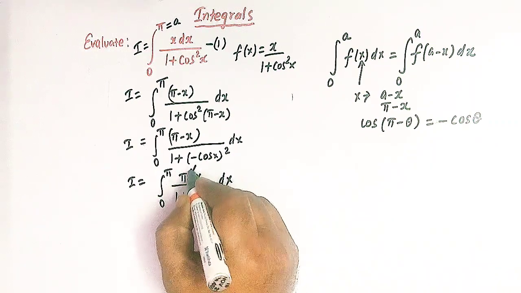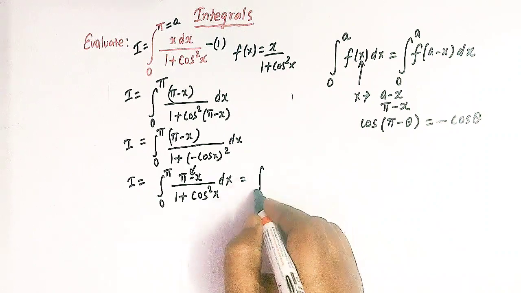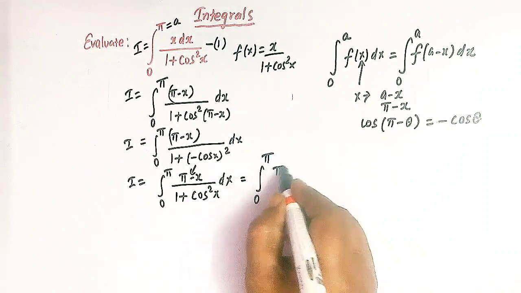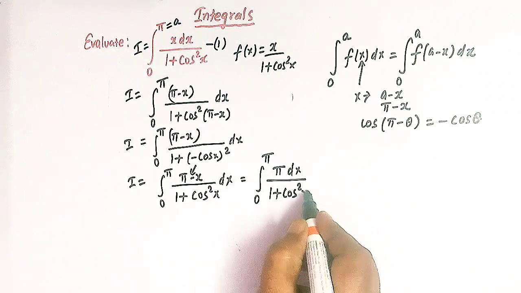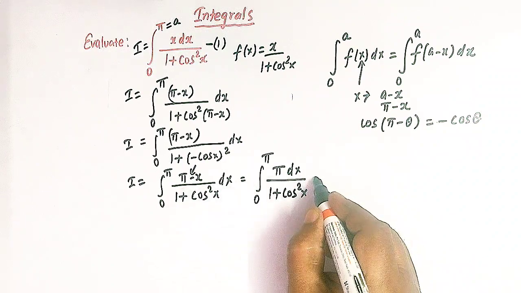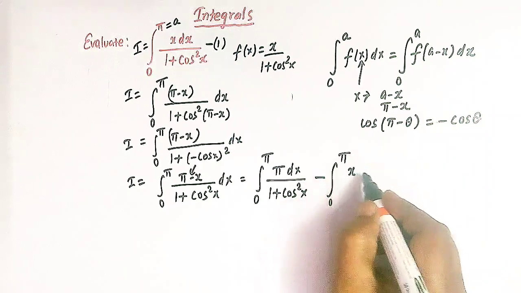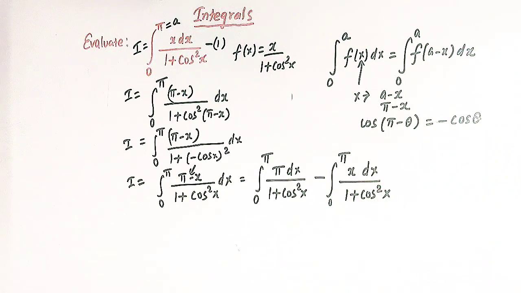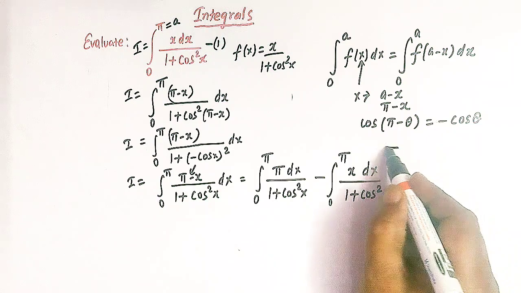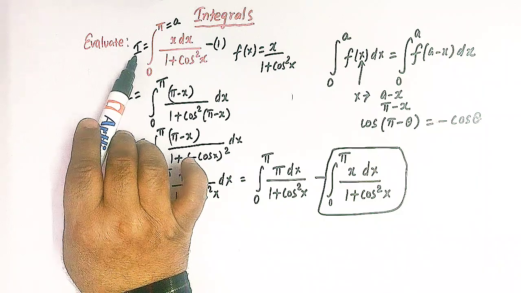So let us split this integral at this point, that is the negative sign, pi minus x. So let us write it as 0 to pi. The first integral is pi dx over 1 plus cos square x. The second integral is negative. Here we have the negative sign, so this is 0 to pi. Here we have x dx over 1 plus cos square x, right? And now if we closely look at this integral, this is our original integral I, right?